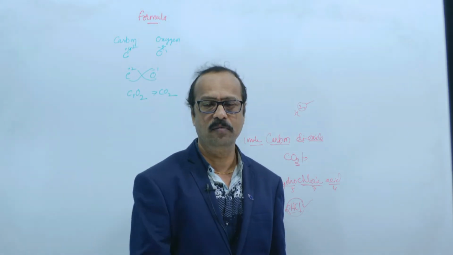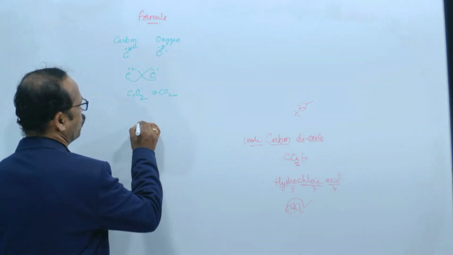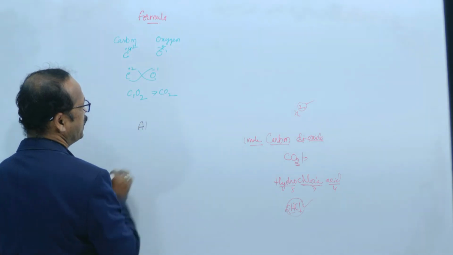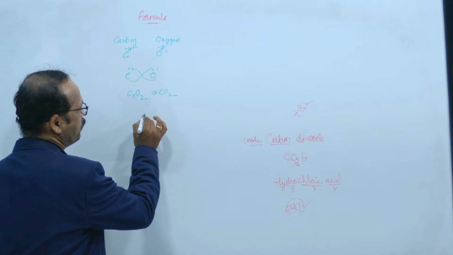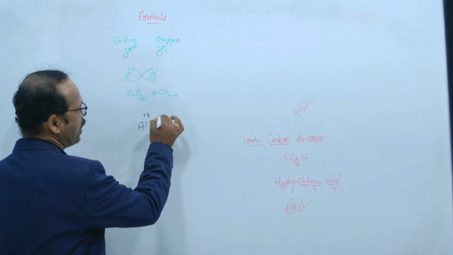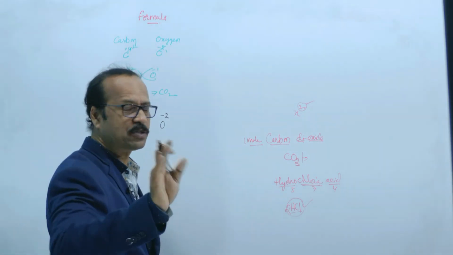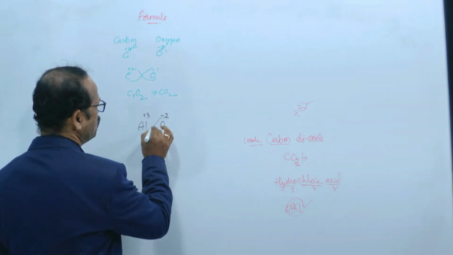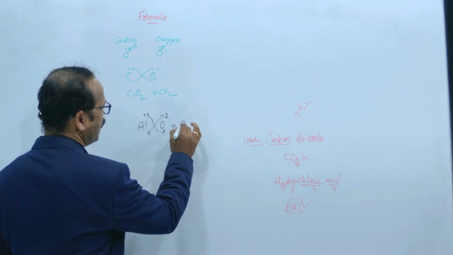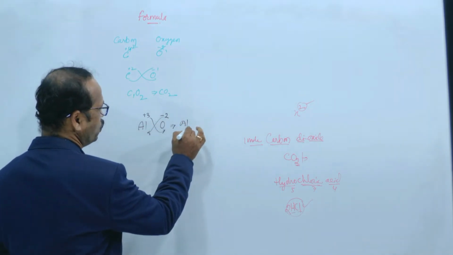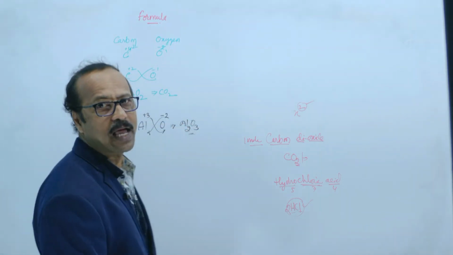Okay, if you want to write the formula of aluminum oxide, we already discussed this, but once again: aluminum, we write the symbol Al, then oxygen O. Aluminum valency is plus 3, oxygen valency is minus 2. We ignore the plus or minus charges and just crisscross. So we write 2 here, 3 here. So this becomes Al2O3. This is the aluminum oxide.